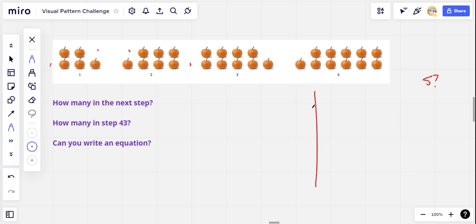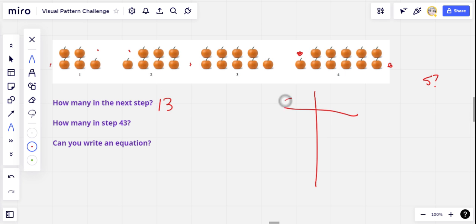Let's go ahead and make a chart. Well, before we make a chart, let's predict step 5 because I think that's fairly easy. Every turn we're adding 1 to the top and 1 to the bottom. So here and here is what the next step in the pattern would look like. So let's see, what have we got here? 1, 2, 3, 4, 5, 6, 7, 8, 9, 10, 11, 12, 13. So I think step 5 has 13 apples.